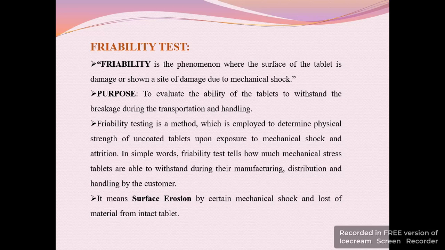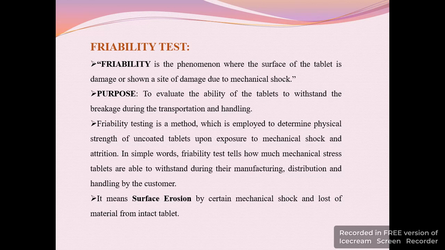So the friability test is actually a physical test which is usually performed for solid dosage forms, for example uncoated tablets, which are exposed to mechanical shock and attrition. In simple words, we can say that the friability test tells us how much mechanical stress tablets are able to withstand during their manufacturing, distribution and handling by the customers.